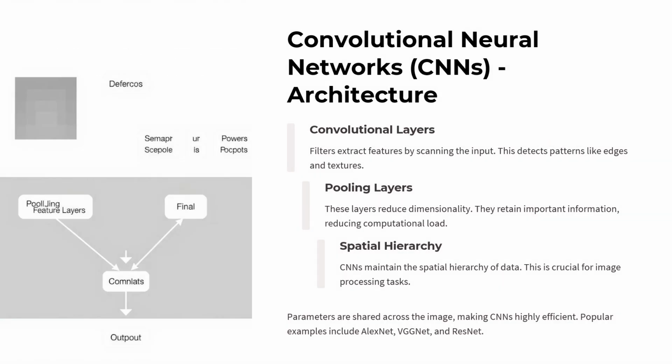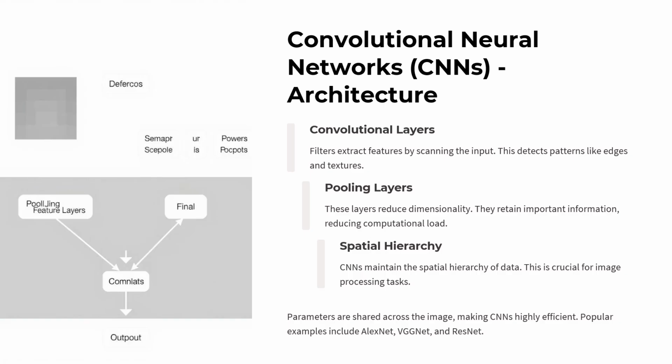Now we will see convolutional neural network architecture. First one is convolutional layers. These are the core of CNNs. They scan the input using small filters to detect features such as edges, corners and textures. This helps CNNs understand visual patterns in images.